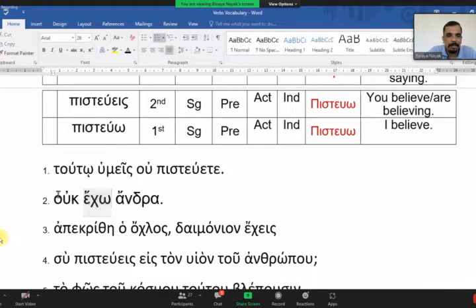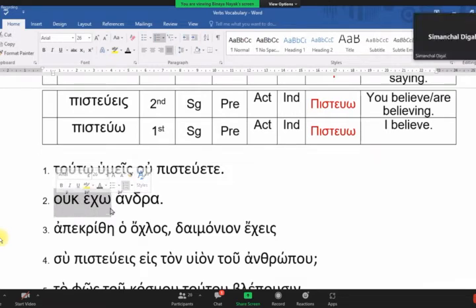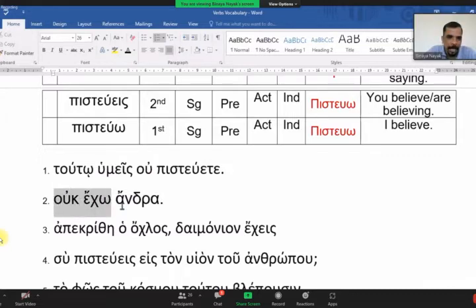I have is this one. And if you translate together, what would it be? See, if you say just this much, it is I have. But when you say it together with this, it will be I do not have, because you have to add this negative marker. All right. Is that clear? Yes, sir. Okay. So what it is saying, I do not have andra.